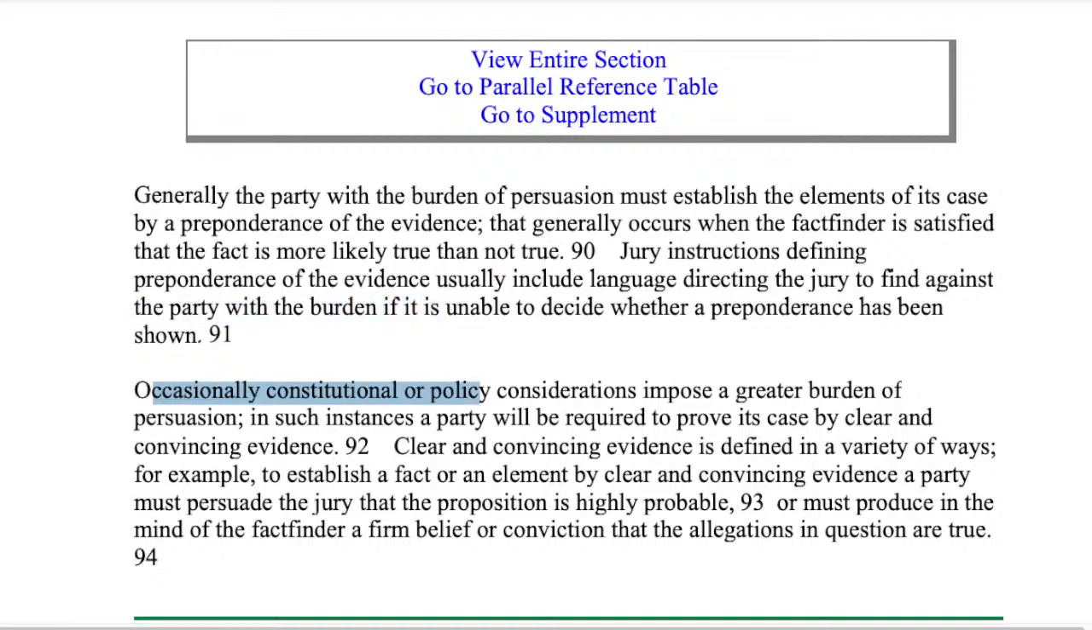Occasionally constitutional or policy considerations. Wow, they just throw that one right out there. Occasionally constitutional or policy considerations impose a greater burden of persuasion. In such instances, the party may be required to prove its case by clear and convincing evidence. Clear and convincing evidence is defined in a variety of ways. For example, to establish a fact or an element by clear and convincing evidence, the party must persuade the jury that the proposition is highly probable, or must produce in the mind of the fact finder a firm belief or conviction that the allegations in question are true.